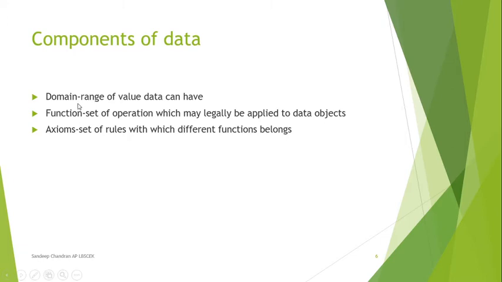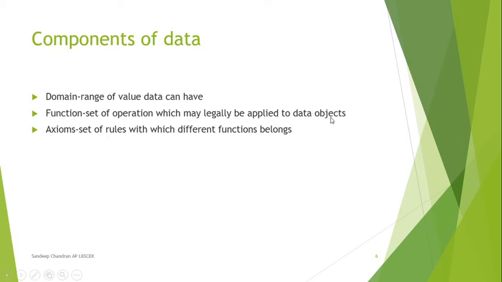Okay, another important component is domain. Domain means the range of values data can have. Suppose I'm taking age as a data structure, then the domain will be only numbers. We cannot enter any character. That's a domain. Then functions: the set of operations which may legally be applied to the data objects.